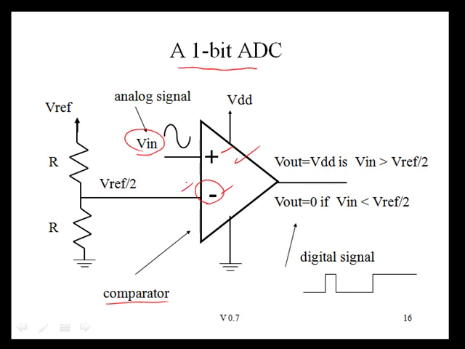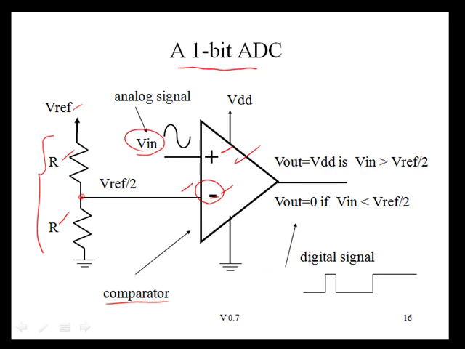In this case, the reference voltage is going to be Vref divided by 2. This is simply a voltage divider here, because these two resistors are equal, it's going to take this input voltage and produce a voltage here that's going to be half that. So this reference voltage at this terminal is going to be Vref divided by 2.